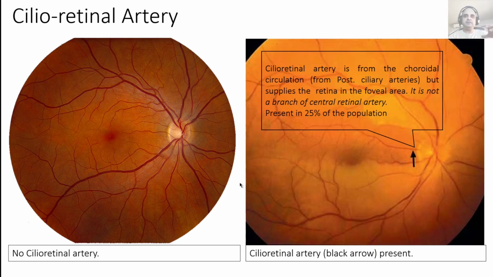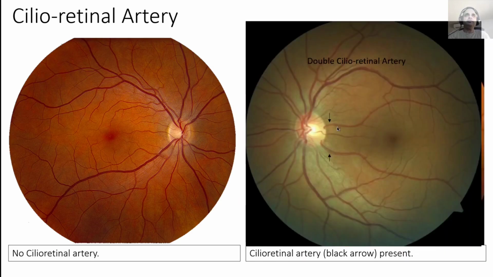And since this is a blood vessel originating from the choroid, which is supposed to supply only the outer layers, since this blood vessel has now entered into the inner 6 layers, it supplies the inner 6 layers. So this foveal area, if you have a cilio-retinal artery, would be supplied by the retinal circulation, and in addition by the cilio-retinal artery as well, the inner 6 layers. So this is seen in about 25% of the normal population. So about 1 in every 4 individuals would have a cilio-retinal artery.